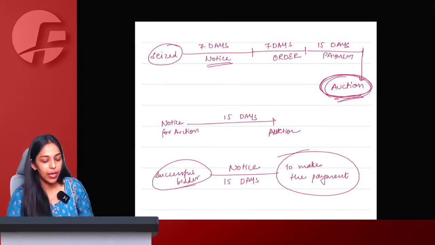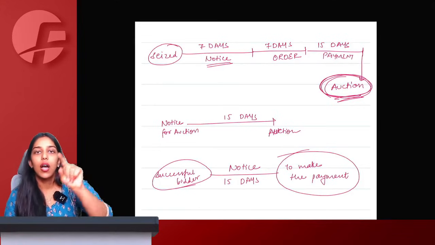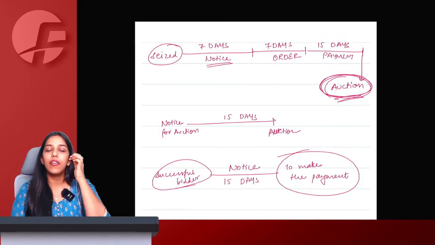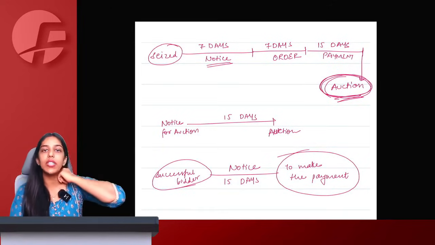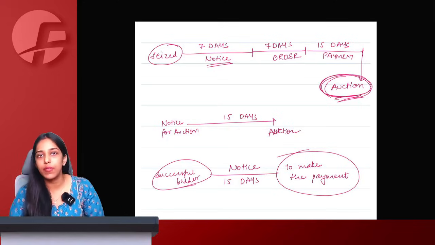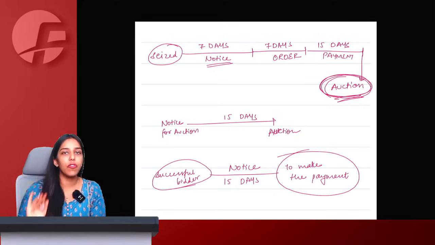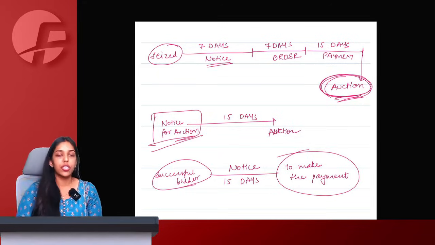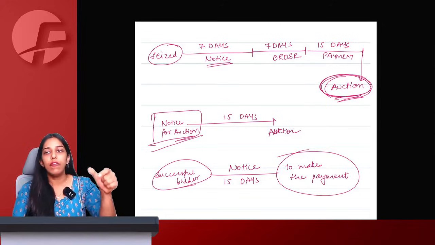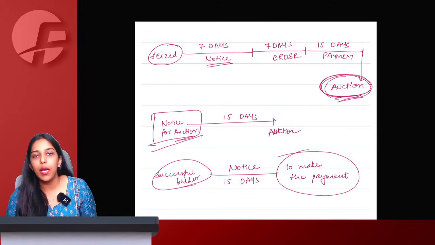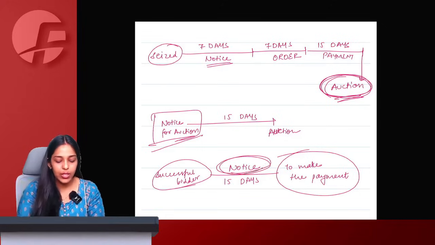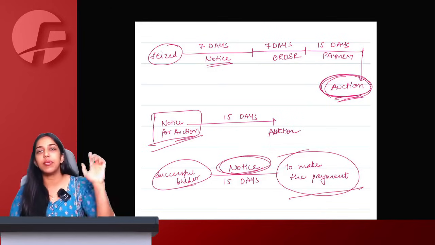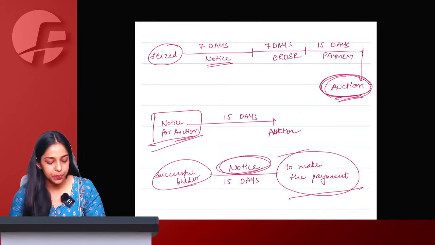This is the timeline. Seize my goods, notice for 7 days, order for 7 days, and then if I'm not making the payment within 15 days of the order, the auction will be carried out. Whatever date they fix for the auction, at least 15 days before that date they will have to issue a notice for the auction, and whoever wins the auction will be given 15 days time to make the payment. A notice will be issued to him to make the payment within 15 days from the date of notice. This is what we have been studying for the last 2 pages.